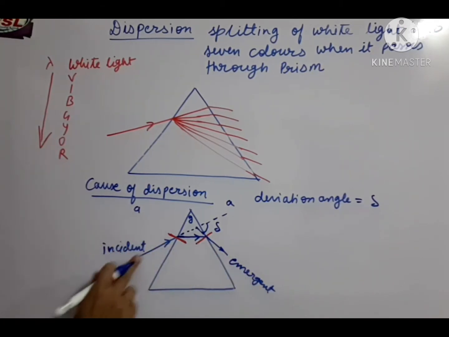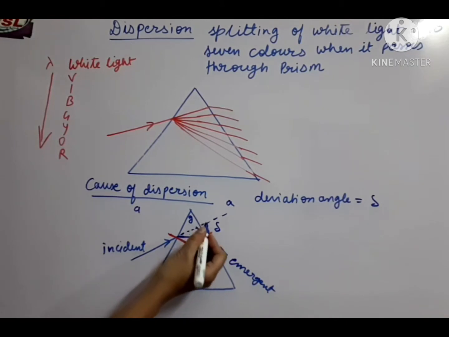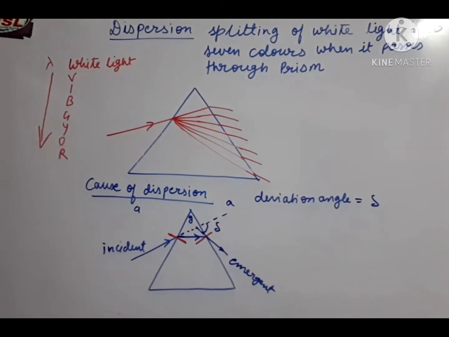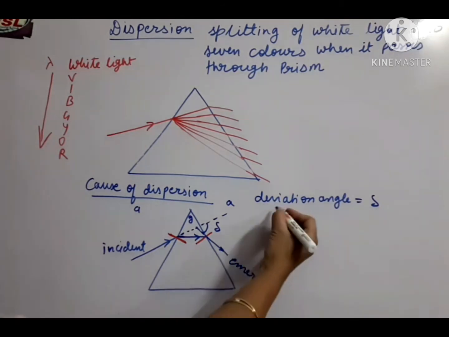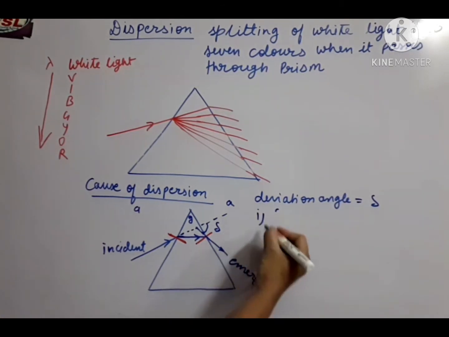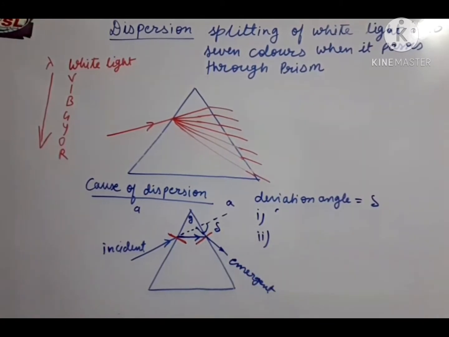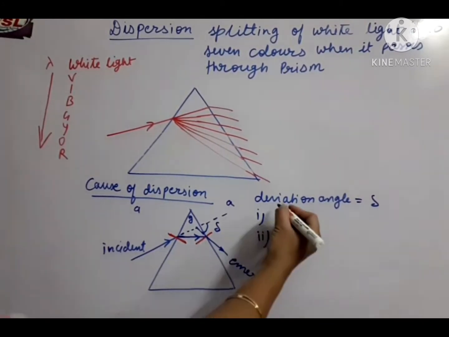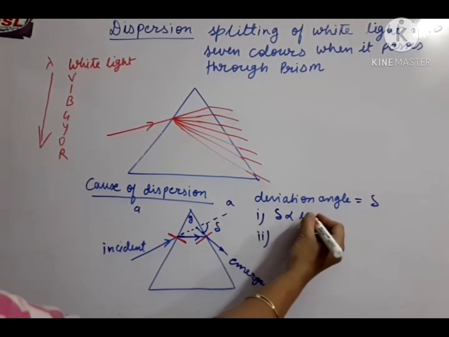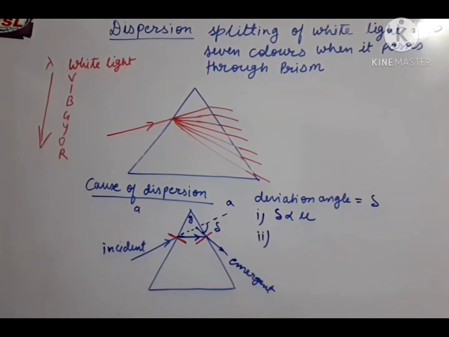So emergent ray and incident ray, whatever angle is appearing, that we call deviation angle delta. Okay, this is called deviation angle delta. Now there are two relations which we have to use to understand the cause of dispersion. First of all, delta depends upon mu. Mu means refractive index of prism. Generally it is glass, 1.5.